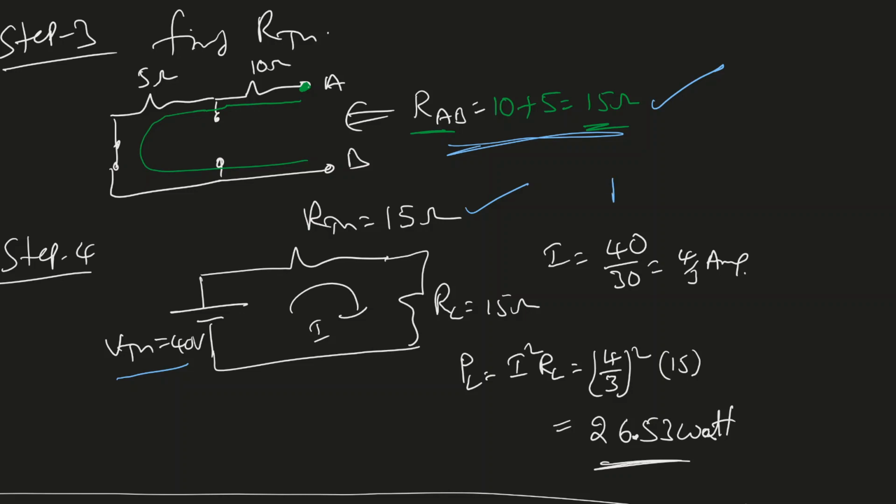Now, since the problem clearly mentions that maximum power is transferring through the circuit, we know that whenever R Thevenin equals RL, we will see maximum power transferring through the circuit. So I substituted RL equal to 15 ohms. My I equals 40 divided by 30, which is 4 by 3 ampere. Power consumed in the load is 26.53 watts. So this is the maximum power transfer theorem.